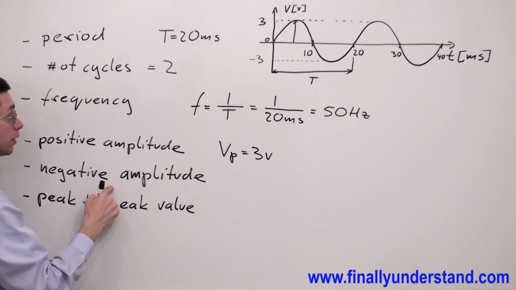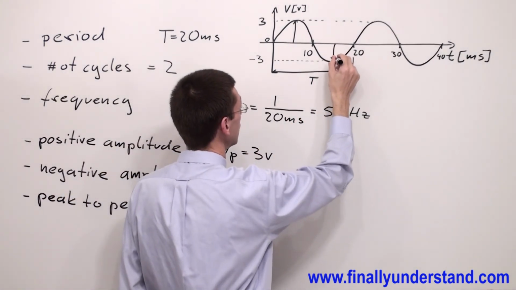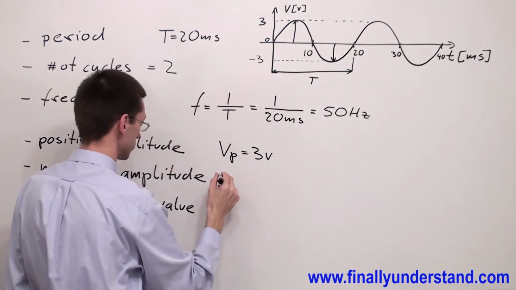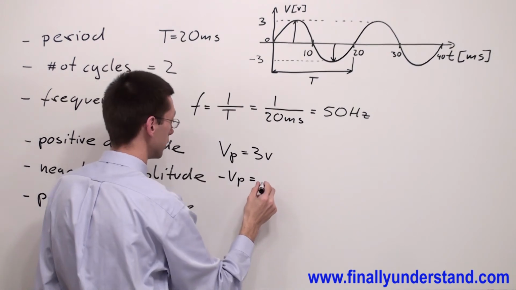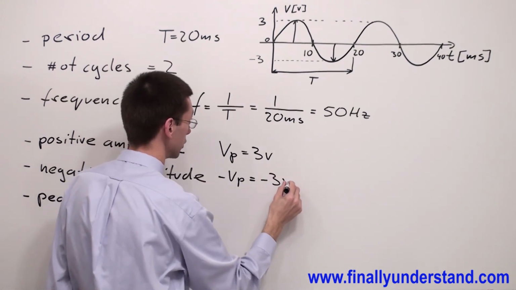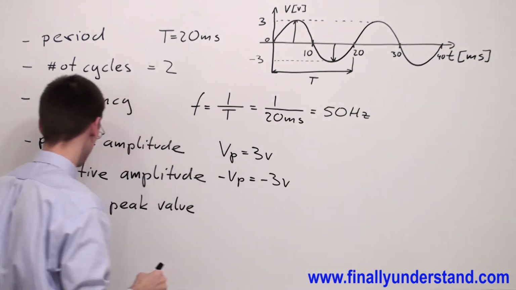This is my amplitude, positive amplitude. Negative amplitude is my negative maximum voltage. So I have negative voltage peak equal to minus 3 volts. Minus 3 volts is my negative voltage peak.